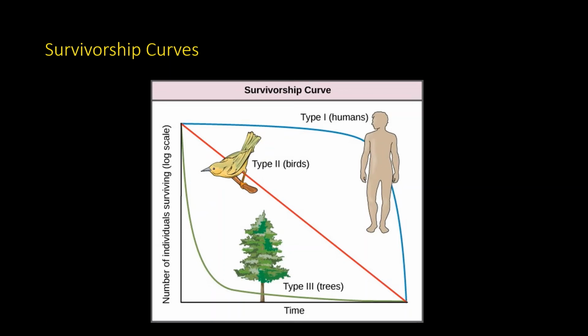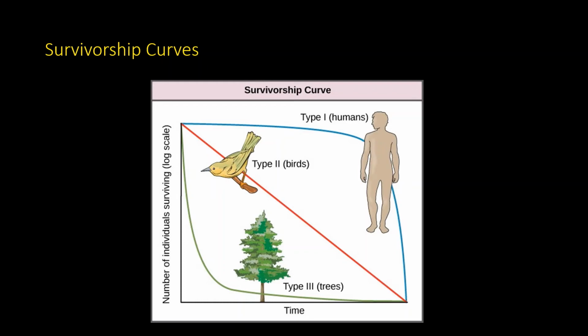A survivorship curve is a graph showing the number or proportion of individuals surviving to each age for a given species or group. There are three types of survivorship curve. Type 1, the curve is flat at the start, reflecting low death rates during early and middle life. Then it drops steeply as death rates increase among older age groups. Example of type 1 is human.